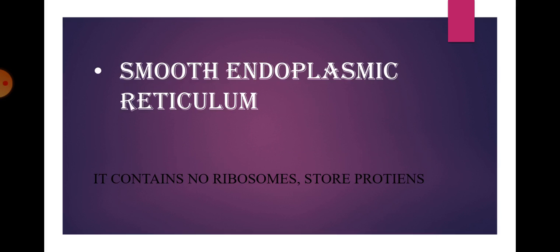The next is smooth endoplasmic reticulum. It contains no ribosomes and stores proteins. When we say smooth endoplasmic reticulum or smooth ER, it is an organelle found in both animal cells and plant cells. An organelle is a subunit within a cell that has a specialized function.